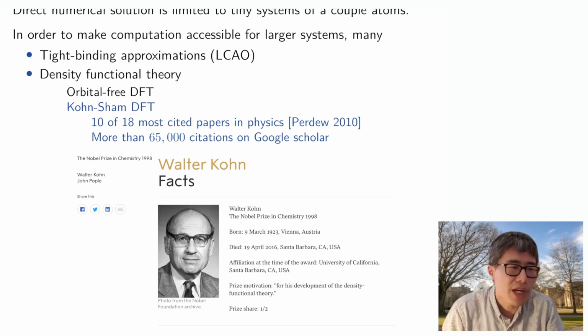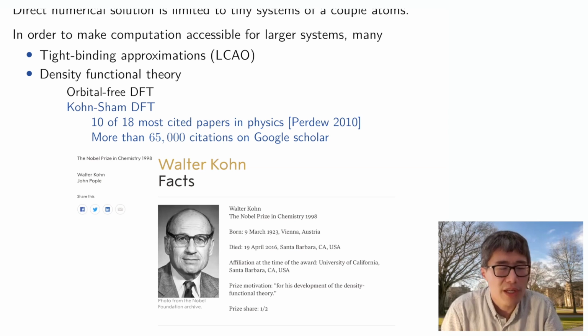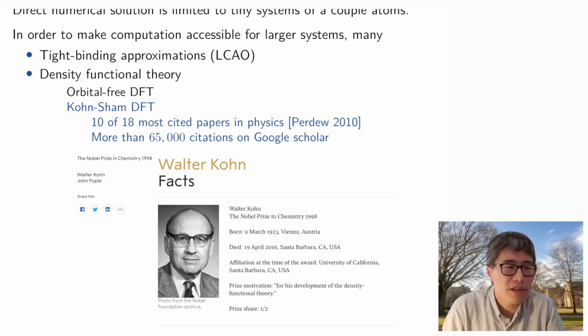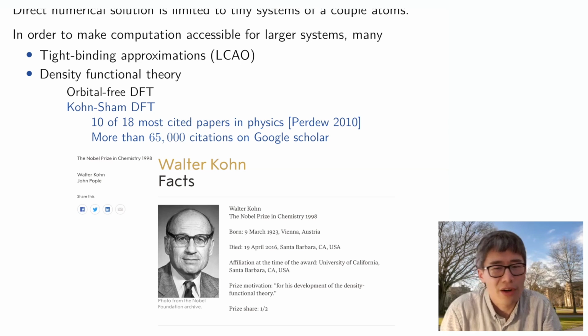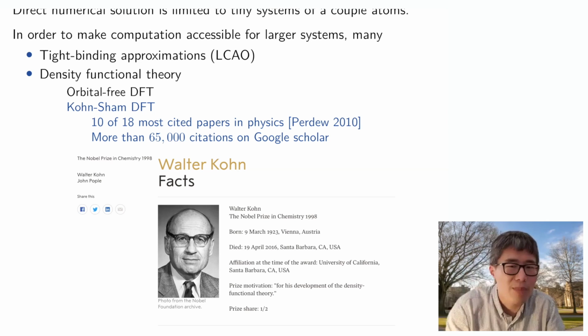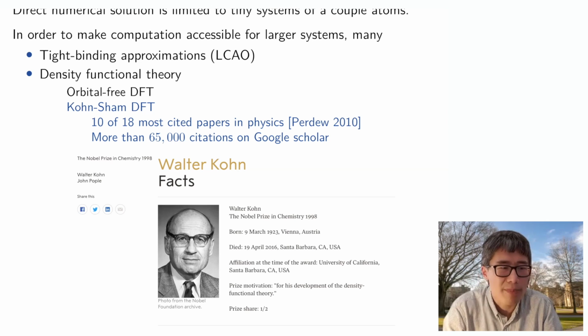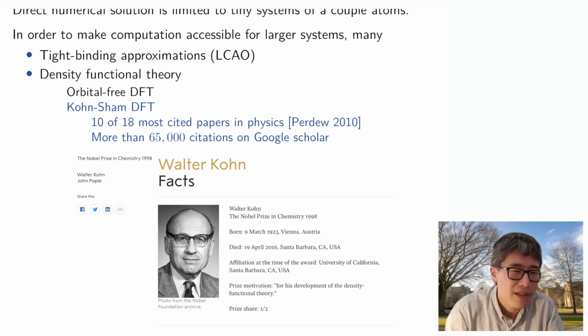Among these, today I want to tell a short story about a corner of it, and it's about Kohn-Sham DFT. Walter Kohn was awarded the Nobel Prize in Chemistry in 1998 for his contribution in inventing this. And just to give you some idea of how influential this is, if you look at all the most cited papers in physics, more than half of them are actually about Kohn-Sham DFT.